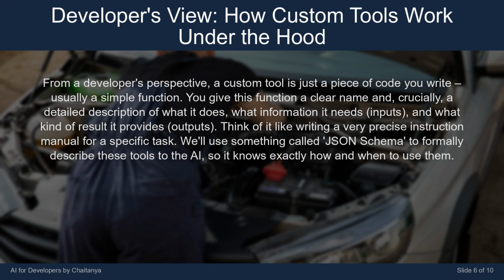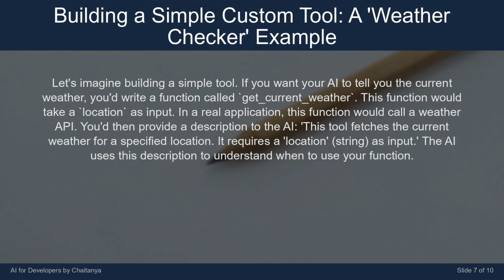From a developer's perspective, a custom tool is just a piece of code you write, usually a simple function. You give this function a clear name and, crucially, a detailed description of what it does, what information it needs, inputs, and what kind of result it provides, outputs. Think of it like writing a very precise instruction manual for a specific task. We'll use something called JSON schema to formally describe these tools to the AI, so it knows exactly how and when to use them.